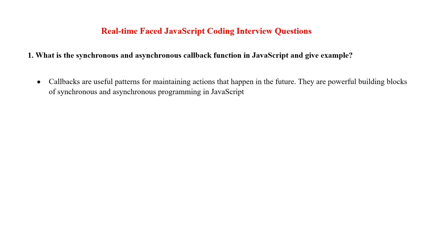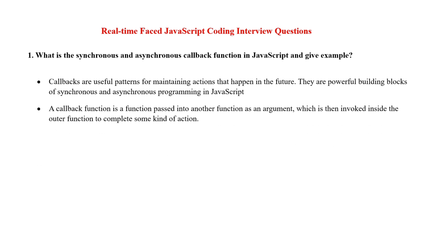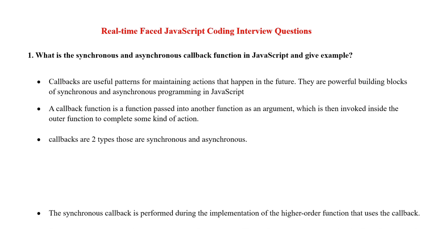Callbacks are a useful pattern for maintaining the actions that happen in the future, and the powerful building blocks of synchronous and asynchronous programming in JavaScript. A callback function is a function passed into another function as an argument, which is invoked inside the outer function to complete some kind of action. Callbacks are of two types: synchronous and asynchronous.